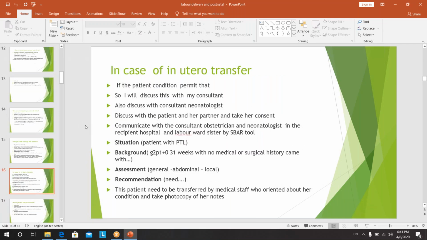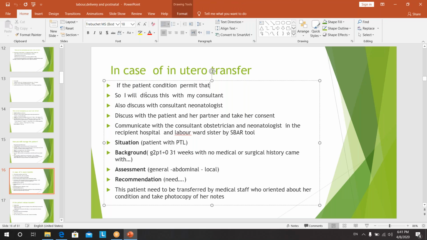At this time, the examiner will ask you about in utero transfer. He will say, now how will you arrange this in utero transfer for this patient? In utero transfer will be done if the condition of the patient permits. I will discuss this with the consultant neonatologist. Don't forget the patient and her partner. I will discuss this with the patient and her partner and take her consent. You have to take consent from the patient about the in utero transfer, because if the patient refuses, you can't do it.